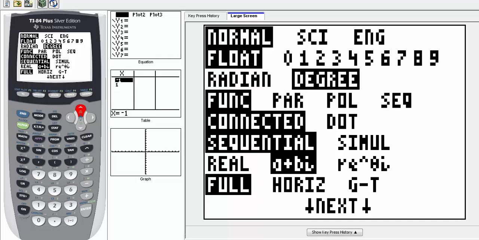And the reason I really stress this is very important is you don't know how many times I've been working with problems and I've had my calculator in the wrong mode, and for some reason I keep getting the wrong answer. Well, that's because we're using the wrong mode.